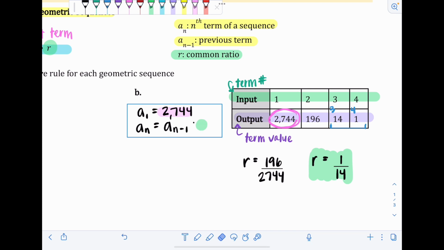So I'm going to take this r out and put in 1/14. My recursive rule is a1 equals 2,744, and then an equals an minus 1 times 1/14. So for finding r, if you're not sure right off the bat, pick any two terms right next to each other, and always work backwards. Take one term and divide it by the previous term. So 1 divided by 14.